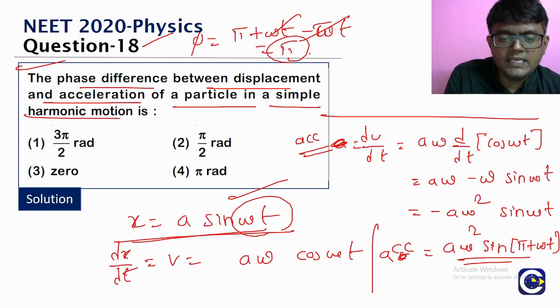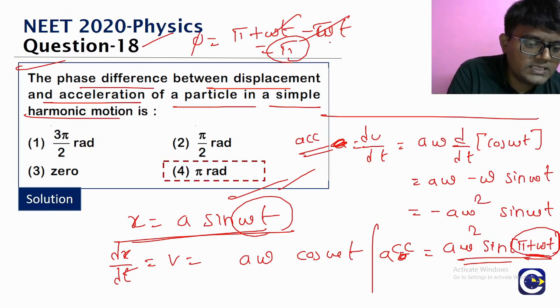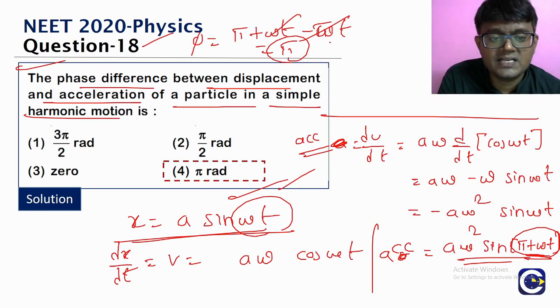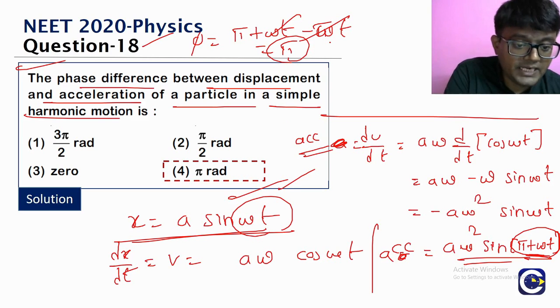So when we compare the phase angles, here the phase angle is omega t, and here the phase angle is pi plus omega t. So phase difference means pi plus omega t minus omega t. That gives us pi. So what is the phase difference between the acceleration and the displacement functions in a simple harmonic motion? It is pi.